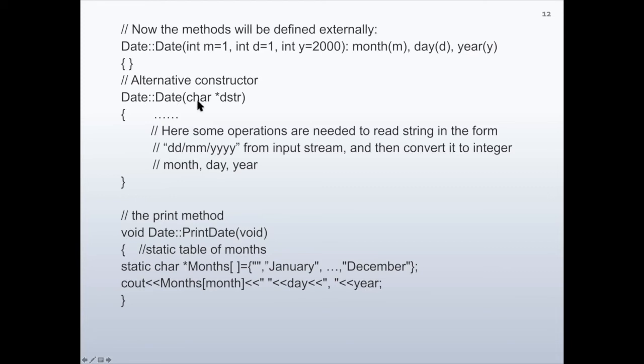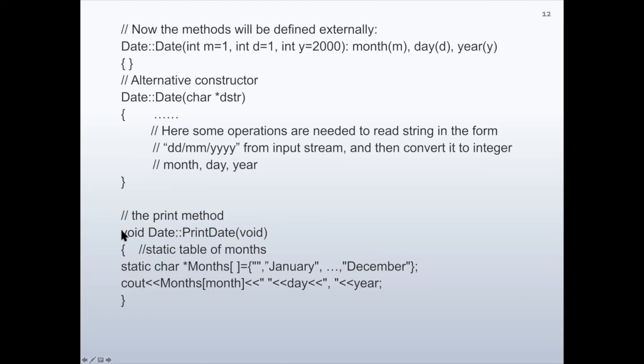The second constructor has a string variable, dstr, and we will not cover the code here, but some operations are needed to read a string in the form of dd, mm, yyyy, corresponding to day, month, and year from the input stream, and then convert them to integer month, day, and year. This is the end of the second constructor.